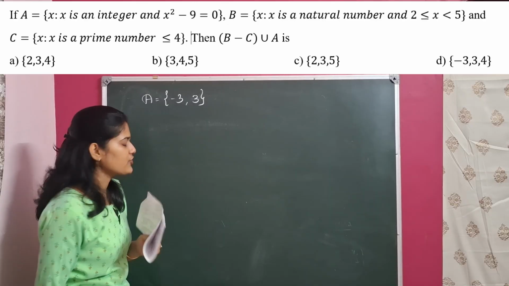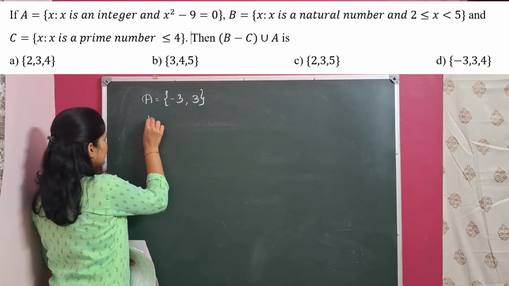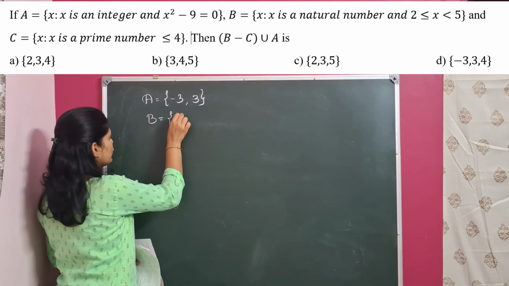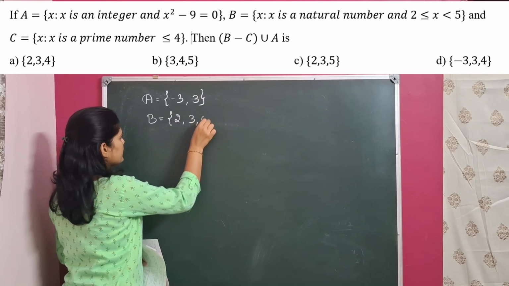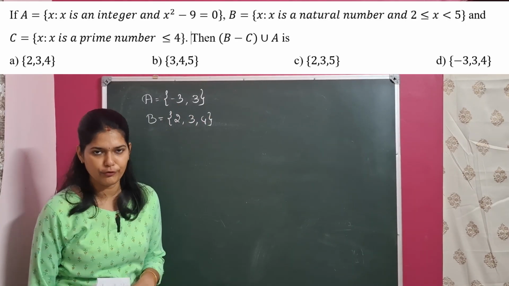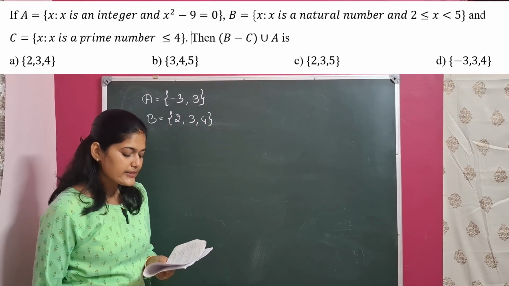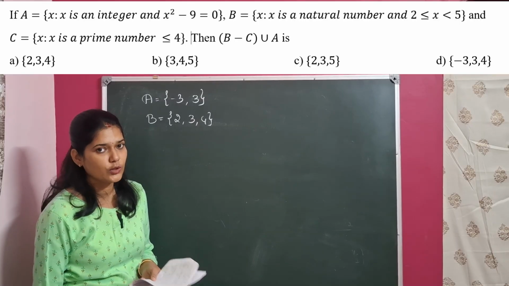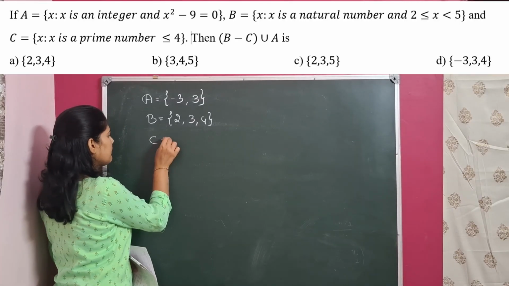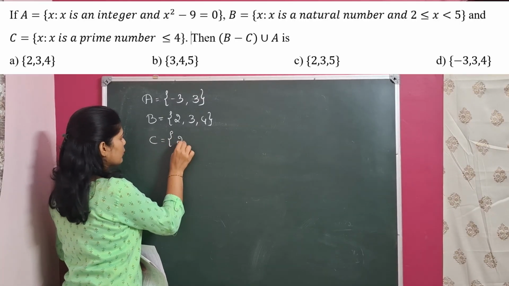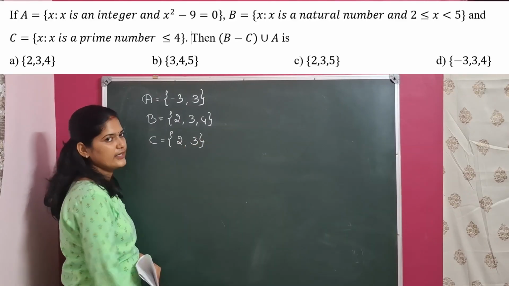So natural numbers lie between 2 and 5, where 2 is included. So it is 2, 3 and 4. Set C is prime number less than or equal to 4. Therefore, the prime numbers which are less than or equal to 4 are 2 and 3.